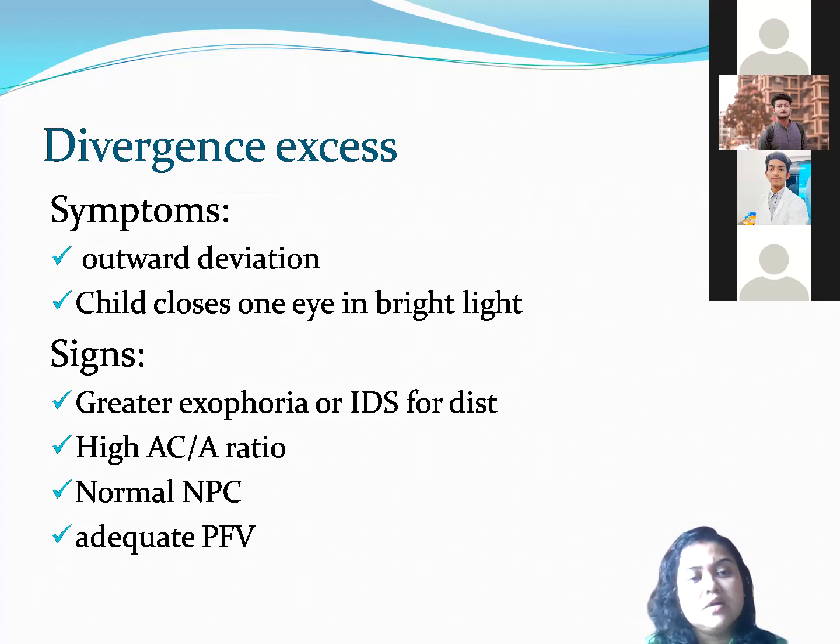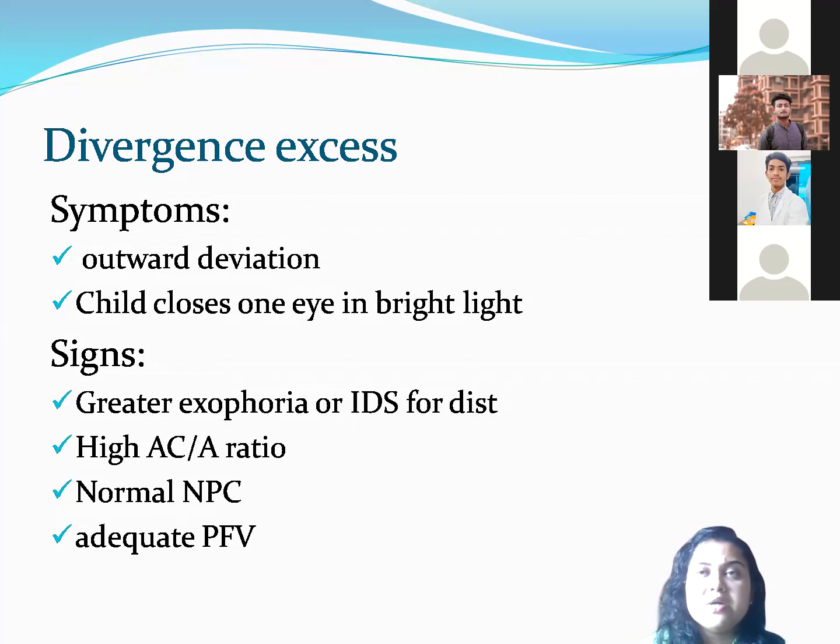Also, divergence excess means high AC/A ratio. Convergence insufficiency means low AC/A ratio. All these things will also be there. So these differences you have to understand. When we are treating the patient, first we have to identify what the problem of the patient is. Accordingly, we have to treat.